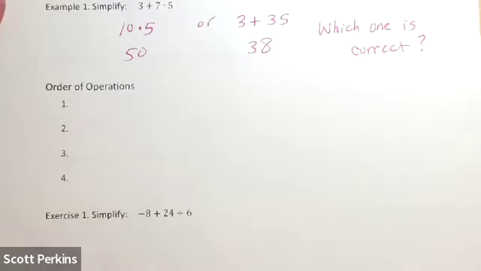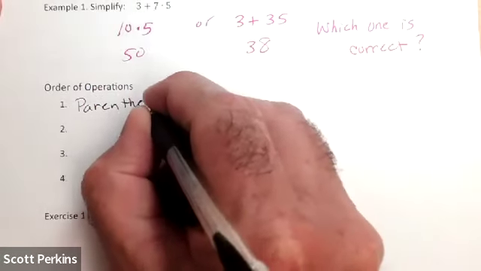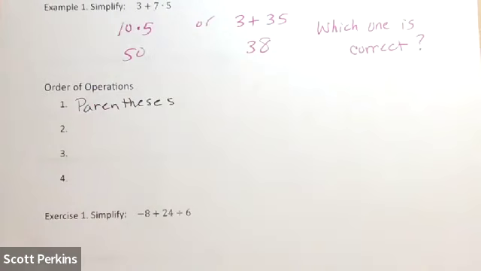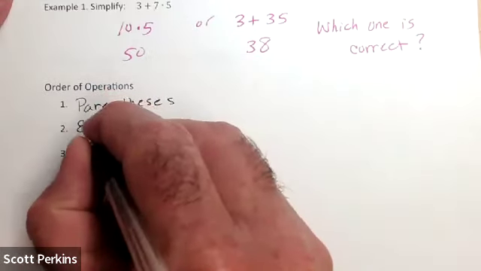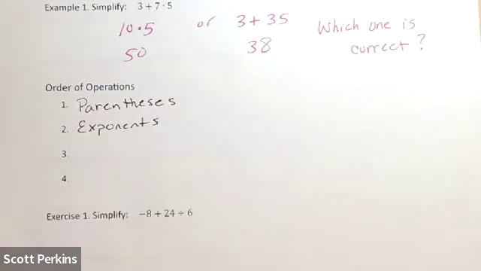The first thing you do is, if there are grouping symbols called parentheses, you do those first. Parentheses attract your attention. Things are grouped together, so you go right there and start with the parentheses. The next thing is you do any exponents. Exponents, remember, talk about repeated multiplication. We were just using those when we were dealing with our prime factorizations.